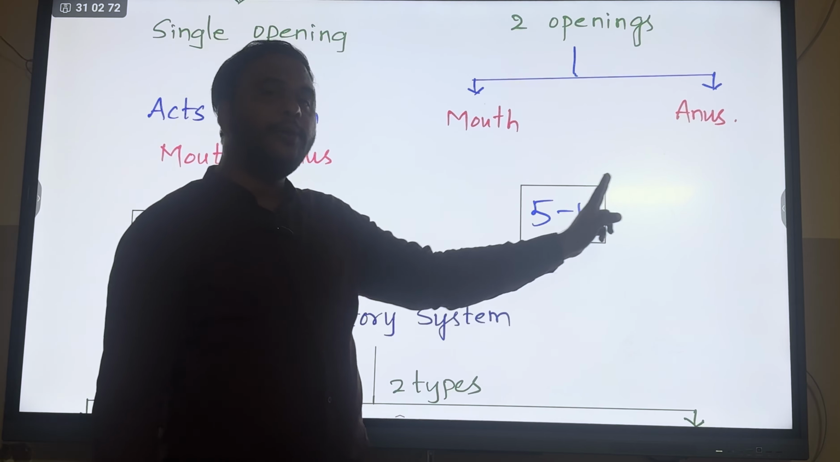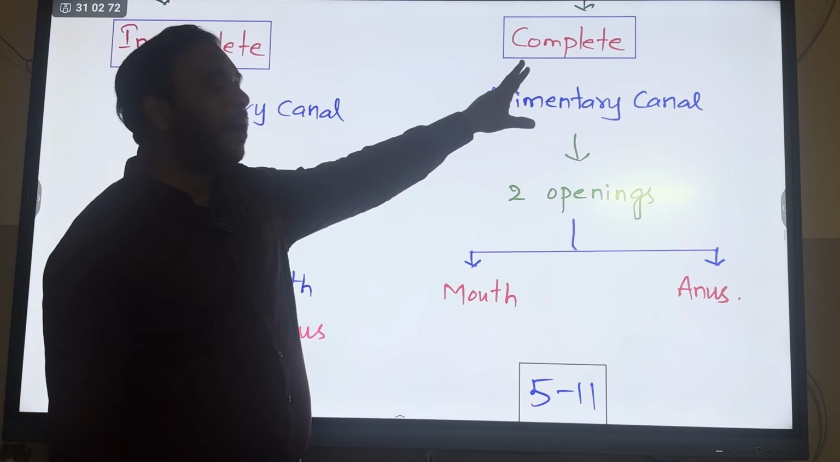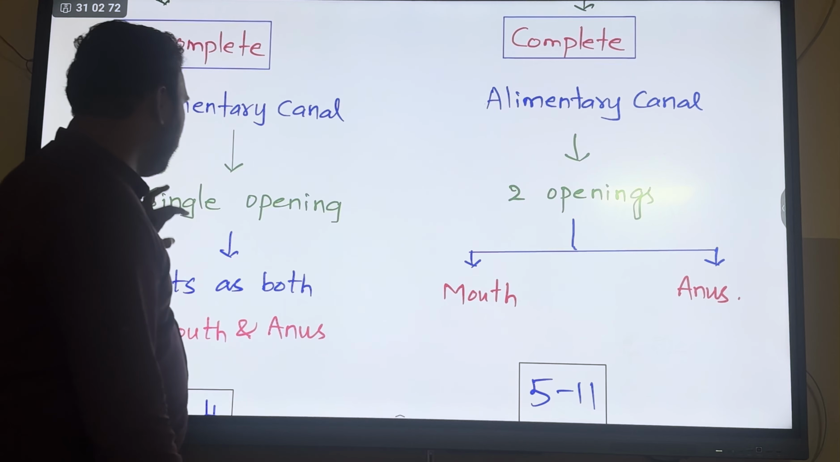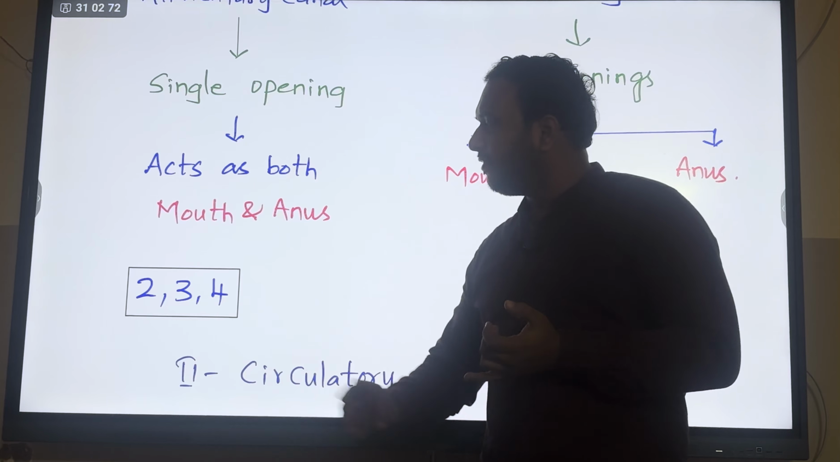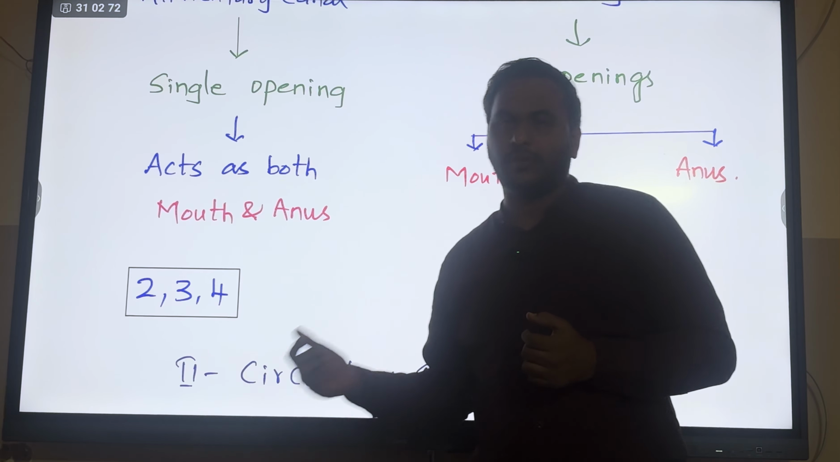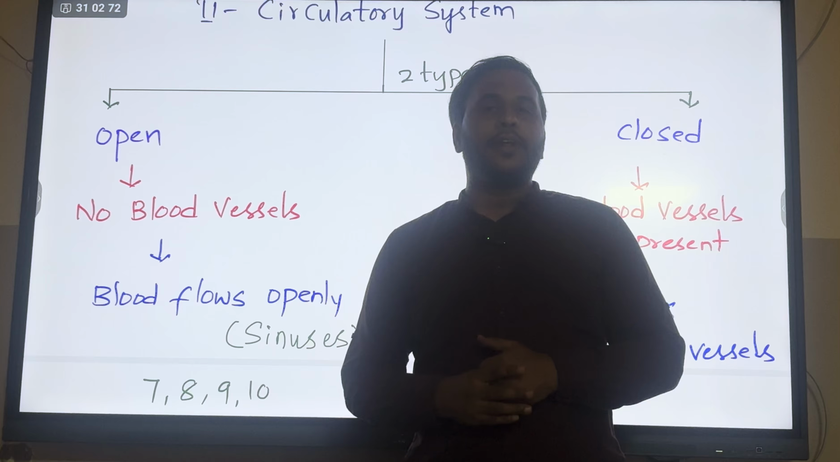Phylum number 5 to 11, you will find all complete digestive system only. Next, coming to incomplete digestive system: phylum number 2, 3, 4, that means Coelenterata, Ctenophora, Platyhelminthes. Okay, the next one is the circulatory system.